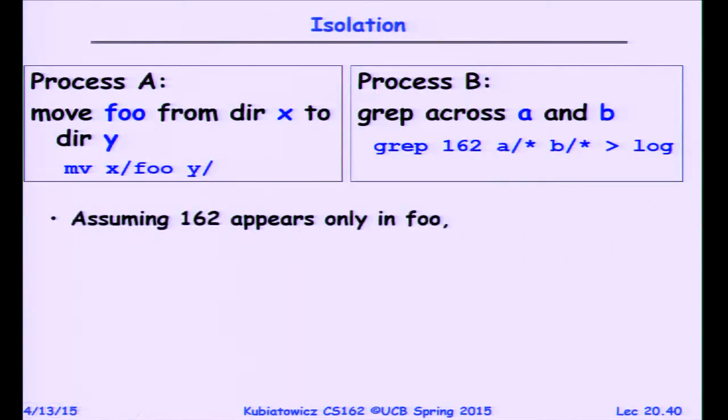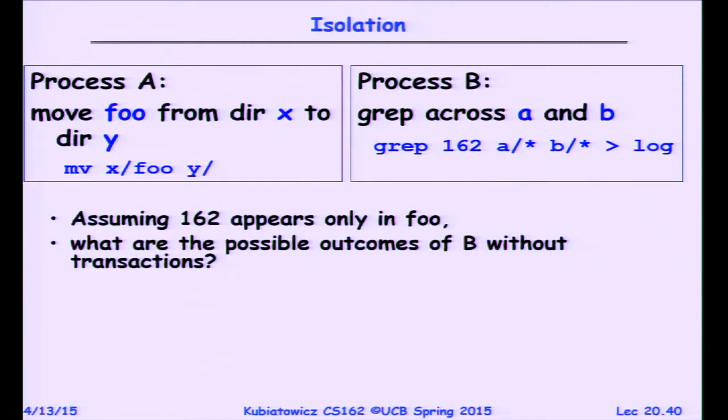Okay, so let's talk about isolation here a little bit. What happens if process A and B are going on at the same time, and process A says move foo from directory X to directory Y, and B says do a grep across directory A and B, and assume for a moment that 162 only appears in foo, which is the file foo here. What are the possible outcomes of B if there are no transactions? So what might B see? What is it that process B might observe?